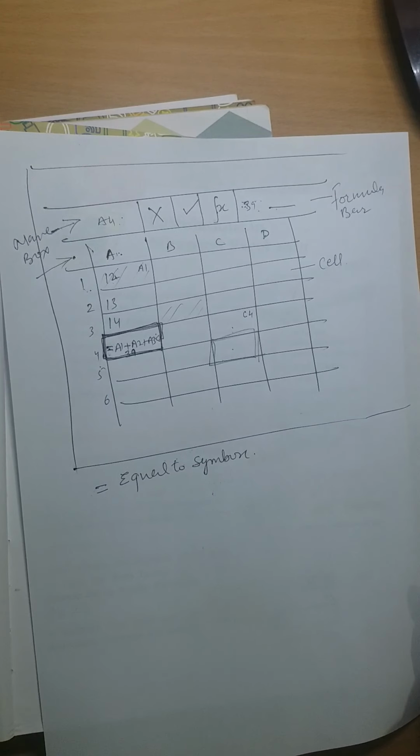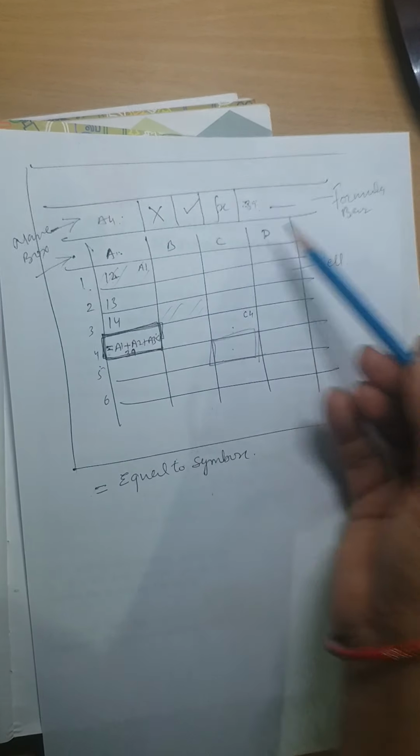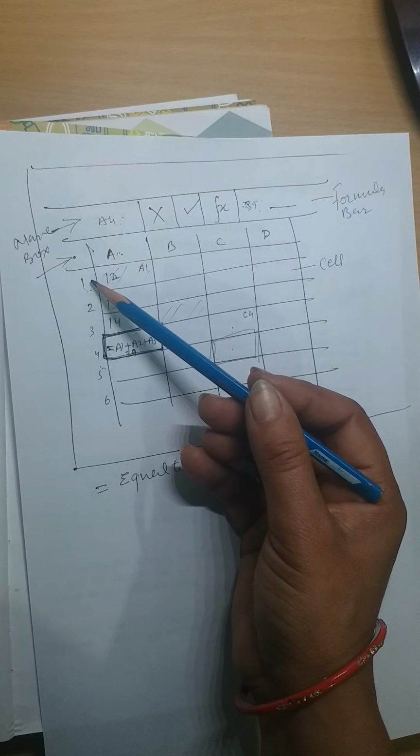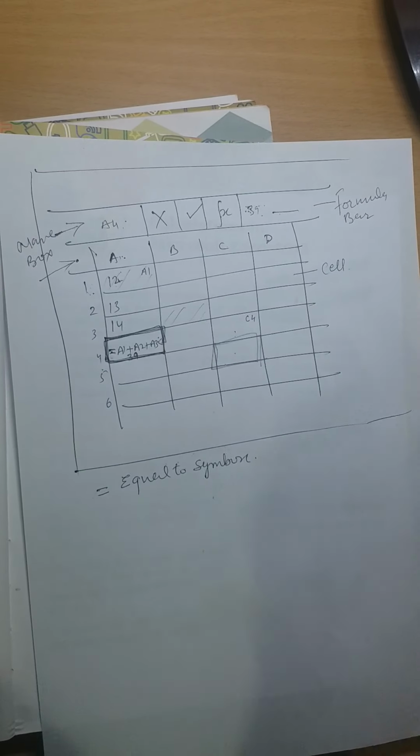Okay children. So now what are the column headings here? A, B, C, D and so on. And what are the row numbers here? 1, 2, 3, 4 and so on. So how can you refer to a particular cell? If you want to refer to this cell, you can refer by the column name followed by the row number. Means the address of this cell is A1.